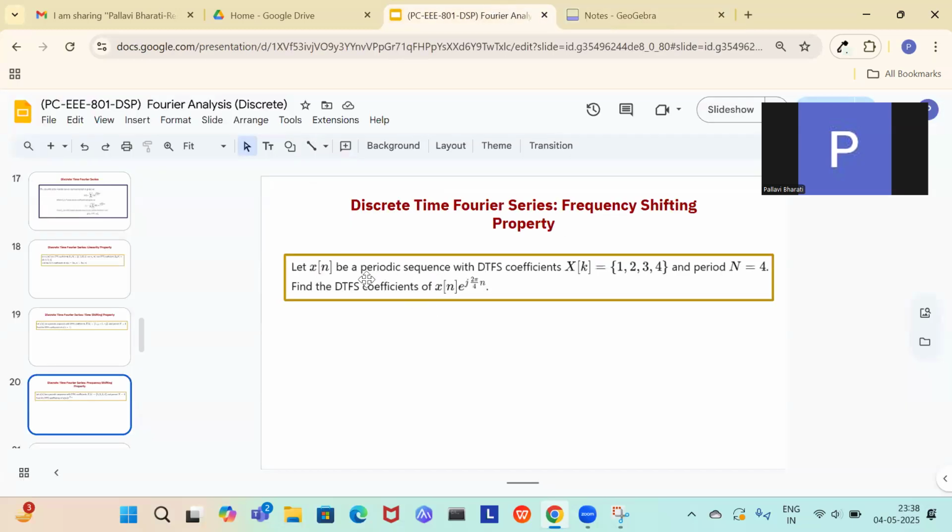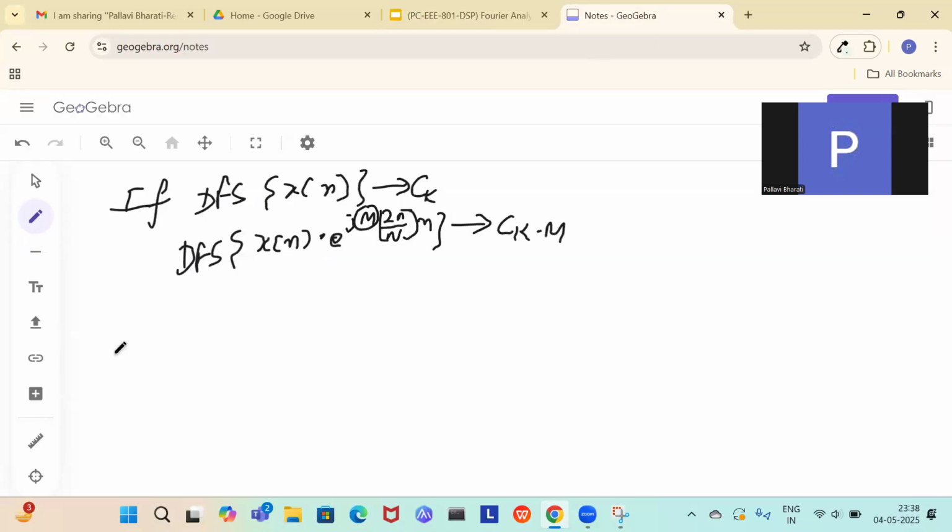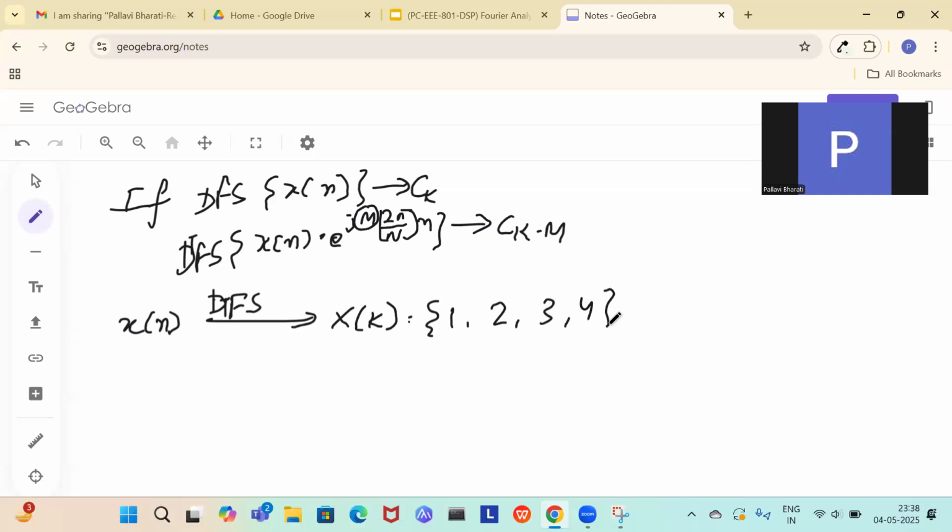There is a periodic sequence x[n] with DTFS as 1, 2, 3, 4. The discrete time Fourier series for this is X[k], and this X[k] is given as 1, 2, 3, 4. N over here is 4. The indices are 0, 1, 2 and 3.